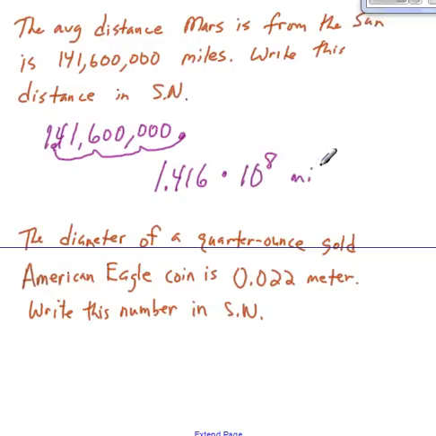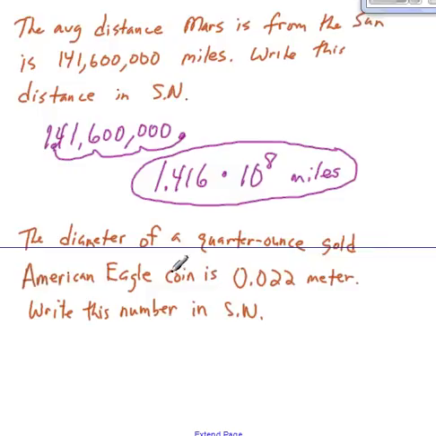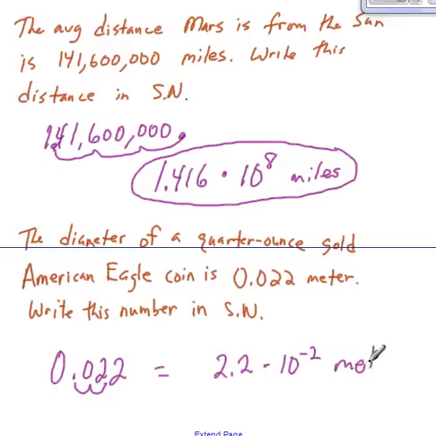Let's go ahead and use our units here since it's a word problem. All right, and then the average diameter of a quarter-ounce gold American Eagle coin is 0.022, so 22 thousandths of a meter. Write this in scientific notation. So I've got 0.022. I want to slide this 2 places to the right. When I'm doing that, I'm really saying this is equal to 2.2 times 10 to the negative second. And this is meters. So it's a fraction of a meter. That's why I don't add an S there.